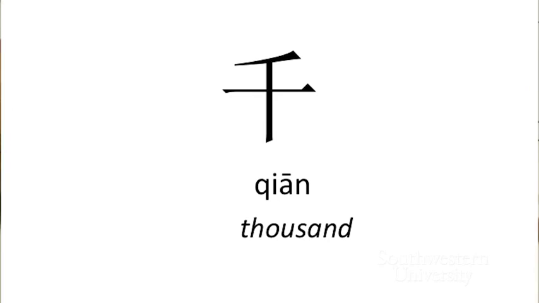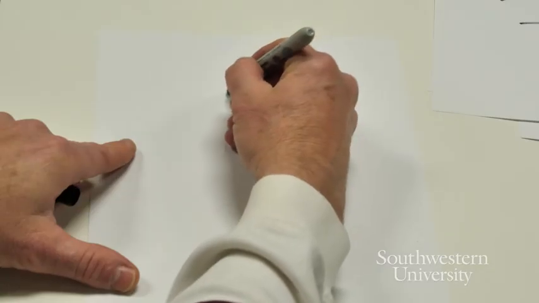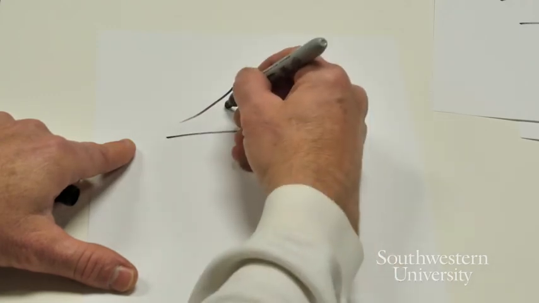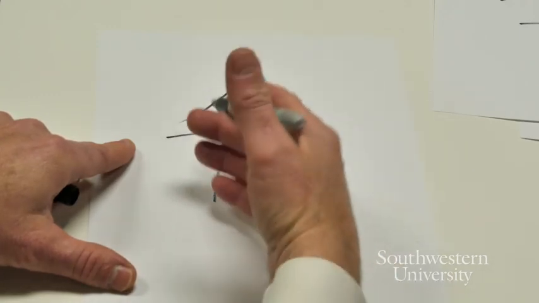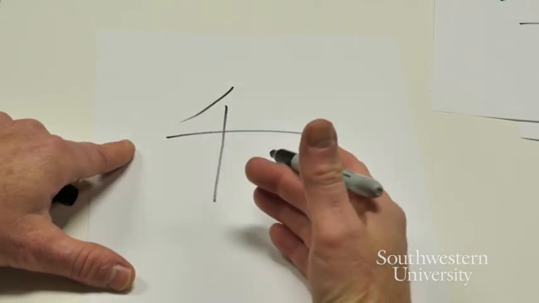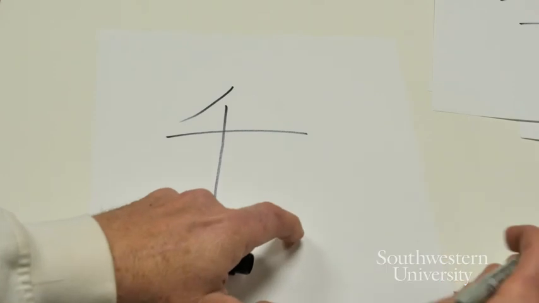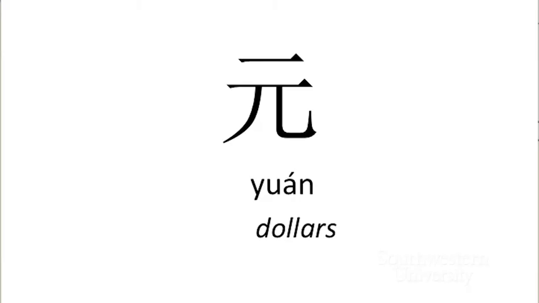Qian, 1,000. It is a person with a line through it. So the character for person was once more vertical than it is now. So one person in 1,000. I'm sure it related to the phonetic sound, not the meaning.